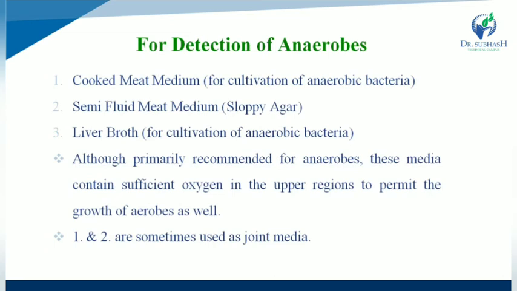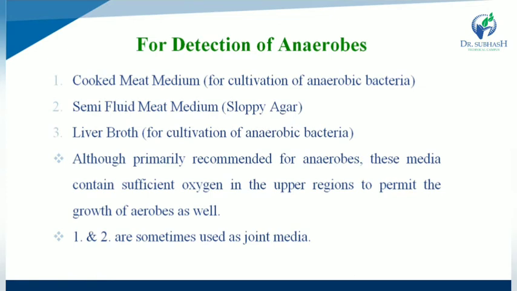Next one is for detection of anaerobes. First one is cooked meat medium. Its use is for cultivation of anaerobic bacteria. Next one is semi-fluid meat medium, for example sloppy agar media. Liver broth is also used for cultivation of anaerobic bacteria.